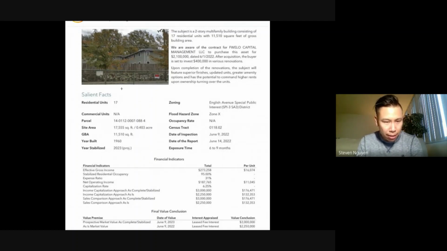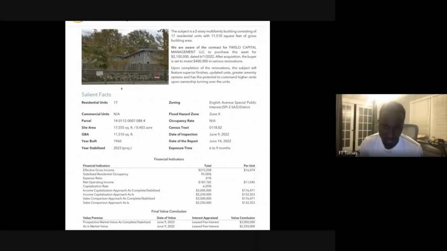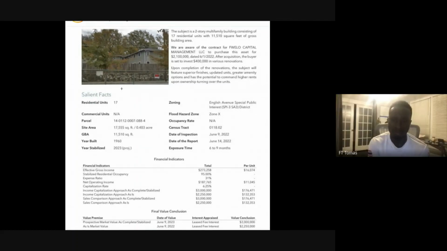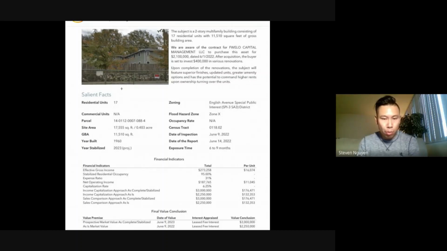And right here they have valuations, right? So income approach as completed, stabilized. So this is assuming that you execute this plan, right? What's the plan? Are you renovating everything and you're going to rent it at market rent? That's probably what they're referring to. So they think that's worth 3 million, right? And as is, it's worth 2.2 million.